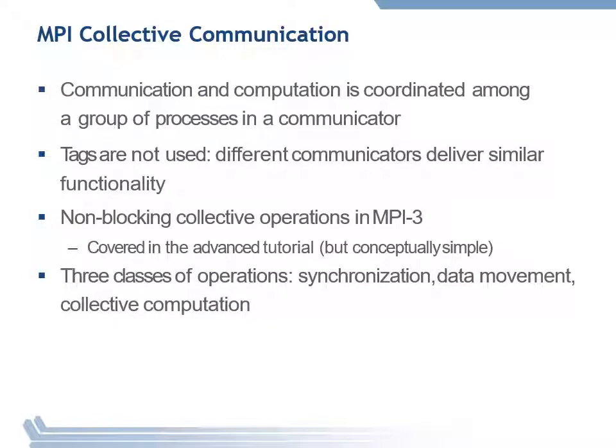MPI collective communication: communication and computation are coordinated among a group of processes in a communicator. Tags are not used. There are also non-blocking collective operations in MPI-3, which are covered in the advanced tutorial. Also, there are three classes of operations: one, synchronization; two, data movement; and three, collective computation.